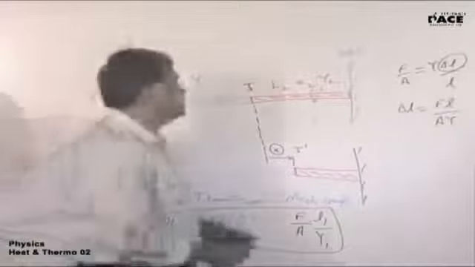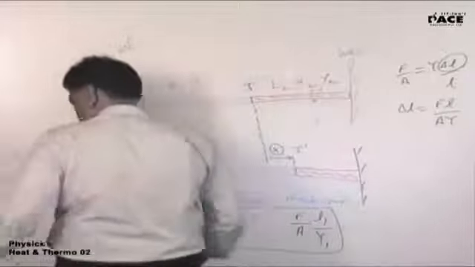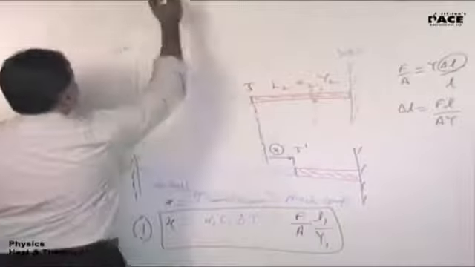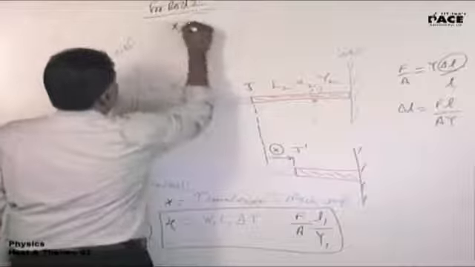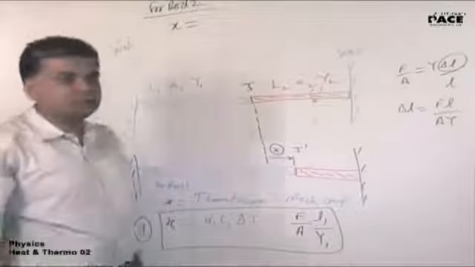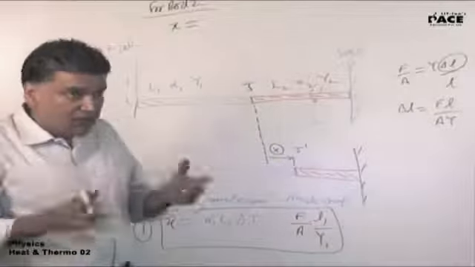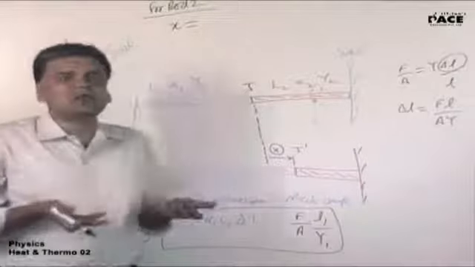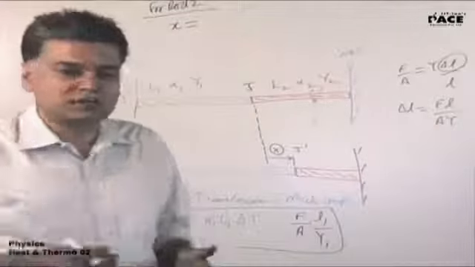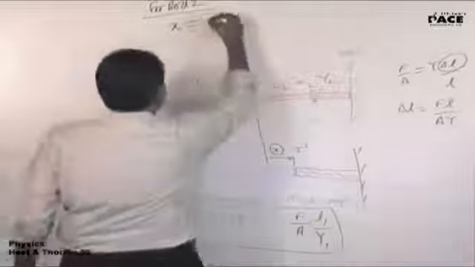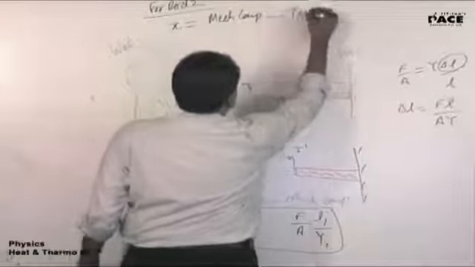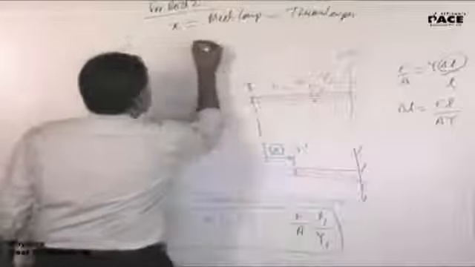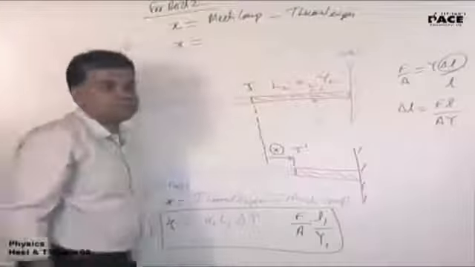Similarly, for rod 2, what is X equal to? Compression minus thermal expansion. Yes, the compression is more than the expansion, therefore rod 2 contracts. So this is equal to mechanical compression minus thermal expansion. So what is the mechanical compression? Dictate.